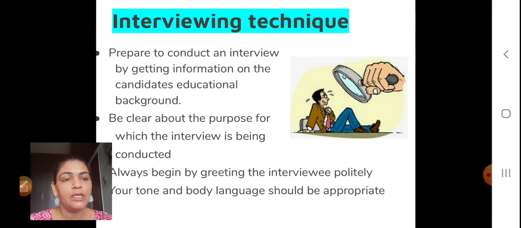Always begin by greeting the interviewee politely. Now, the beginning should be with politeness and the beginning should be with greeting. Why? Because it is the interviewer's job to make the interviewee comfortable and feel at ease. Therefore, everything should be very polite and easy. Your tone and body language should be appropriate, and at the same time, when body language should be there for an interviewee, then it is also there for the interviewer. So the body language of the interviewer must be that he is showing interest in whatever the interviewee is saying, and he is also interested in finding a suitable candidate for the post.